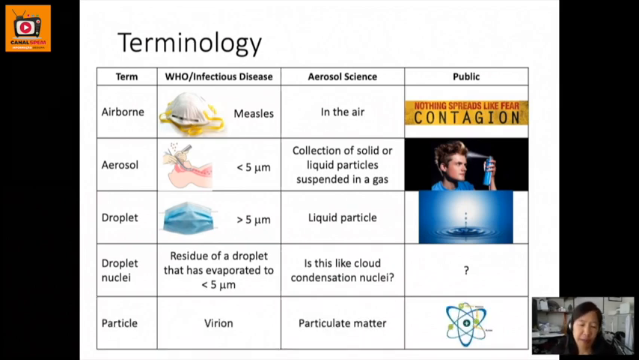We'll also see the term particle, which to some people, especially virologists, refers to the virus particle itself, or the virion. To aerosol scientists, this refers to particulate matter, air pollution in the air. And to the public, this might mean a subatomic particle.